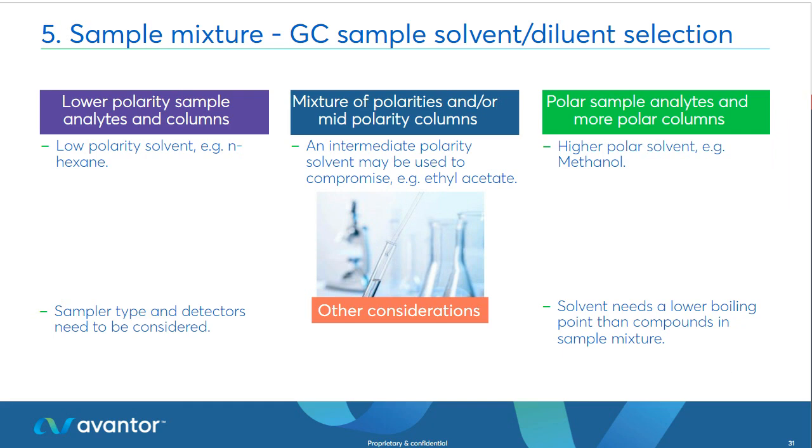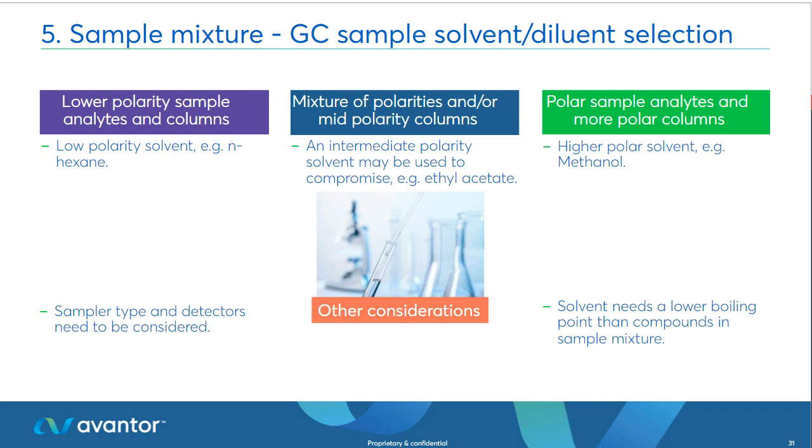So the sample mixture, when we're looking at the solvent and diluent, when we're having low polarity samples introduced onto a column, and the column is also low polarity as well, we tend to want to stay with low polarity solvents. And the same goes for polar analytes and polar columns. We want to stay with polar solvents, because if we're injecting the complete opposite polarity of solvent, then this might have issues with the phase. It might cause damage to the phase, and we don't really want that. We don't want solvent mismatches or anything like that. So we need to make sure that we're picking suitable solvents.